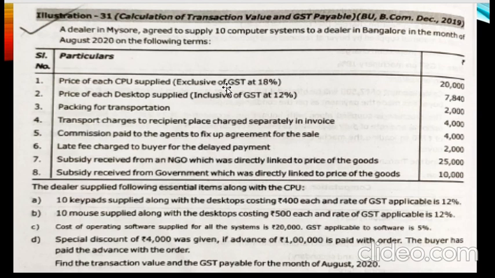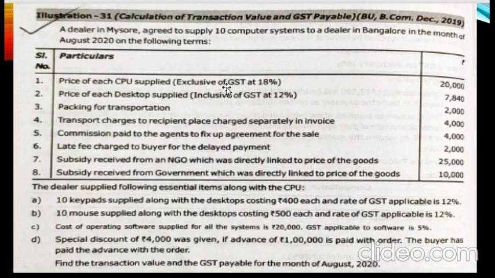The dealer supplied the following essential items along with the CPU. 10 keypads supplied along with desktops costing rupees 400 each, and the rate of GST applicable is 12%. Then 10 mouse supplied along with desktop costing rupees 500 each, and the rate of GST applicable is 12%. Cost of operating software supplied for all the systems is rupees 20,000. GST applicable to software is 5%.